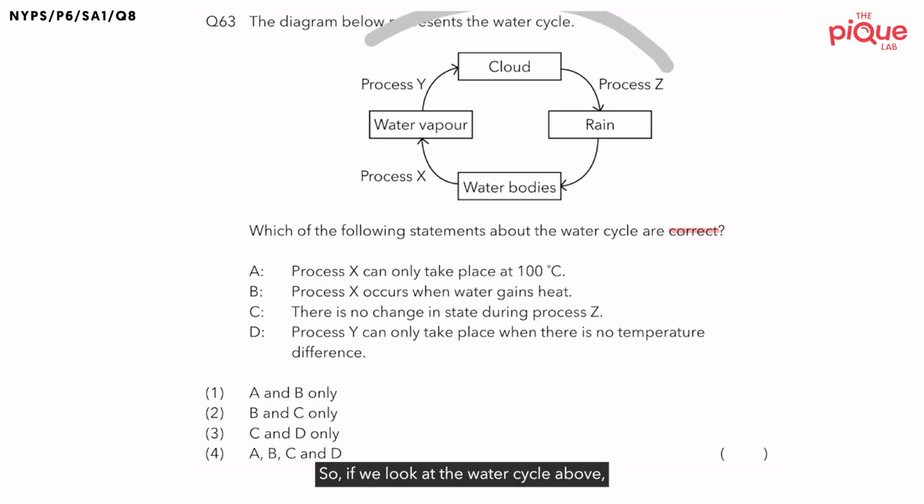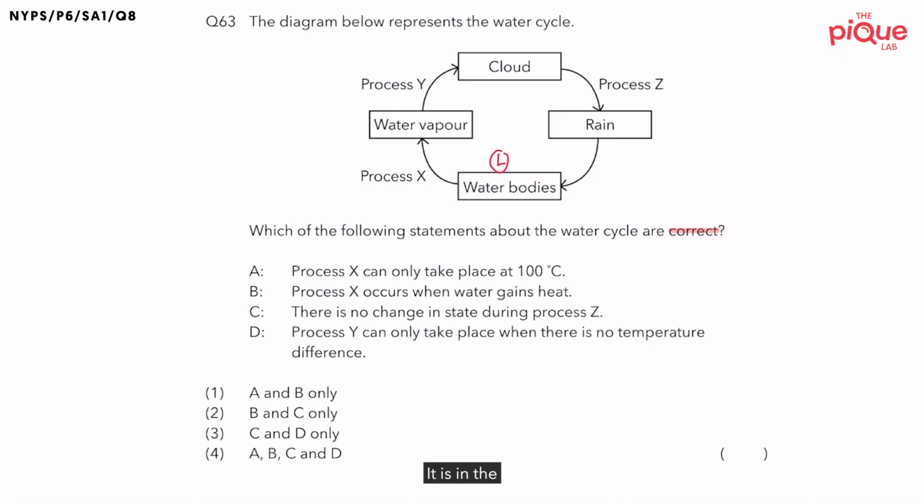So if we look at the water cycle above, we have three processes to identify: process X, Y, and Z. Let us begin with process X. Process X occurs between the water body stage and water vapor stage. Before we identify process X, let us write down the states of matter at these two stages. Now, for the water bodies, what state is it in? It is in the liquid state. And how about for water vapor? It is in the gaseous state.